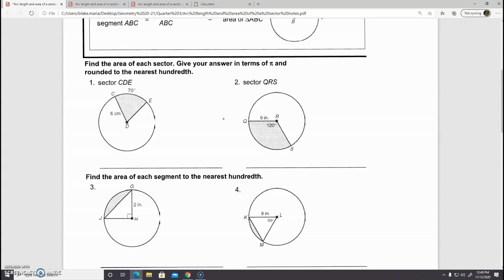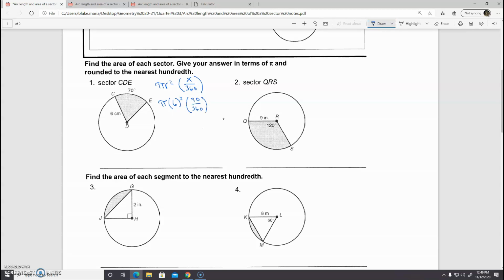Notice here my central angle is 70, my arc is the same. So we say, hey, area of a circle is pi r squared. We want area of a circle. And then again, you only want a piece out of the total 360. So that's where our formula is coming from. We want a piece of the area. So let's plug in pi, radius is 6 squared. We want to deal with 70 degrees out of the total 360. And that will actually get you a percentage of the area. Now, it does ask for two answers: in terms of pi and rounded to the nearest hundredth.